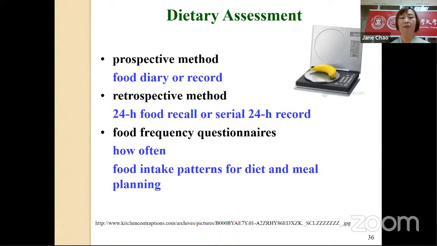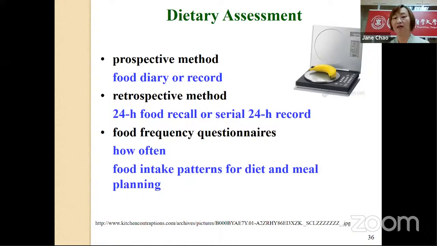How about food frequency questionnaires? Food frequency questionnaires also have many items. They have the food items and also the frequency answers, so you have to choose what kind of option you want for each food item. The questionnaire will ask how often you eat, so we think in terms of per day, per week, even per month. You have to think about each food item, how often you eat it, and that also challenges their memory.